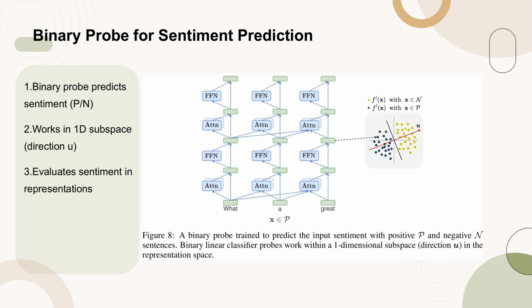Figure 8 illustrates a binary probe designed to predict the sentiment of input sentences, categorizing them as either positive, P, or negative, N. This binary linear classifier operates within a one-dimensional subspace defined by the direction U in the representation space. The probe's purpose is to assess how much sentiment information is encoded in the intermediate representations of the sentences. By training the classifier on sets of representations derived from positive and negative sentences, the probe evaluates its accuracy on a held-out set, providing insights into the sentiment information captured by the model's representations.